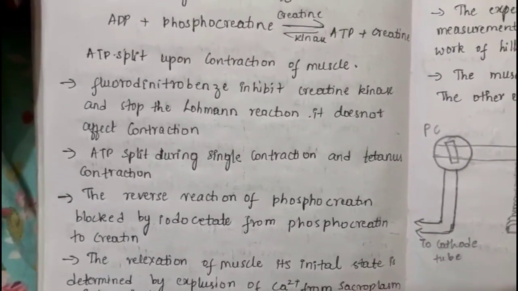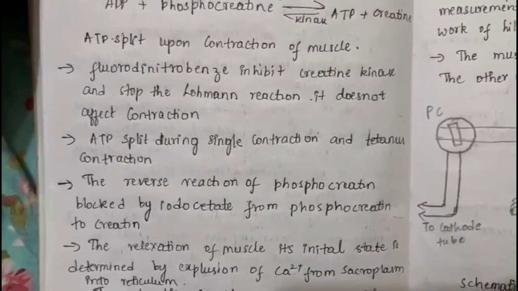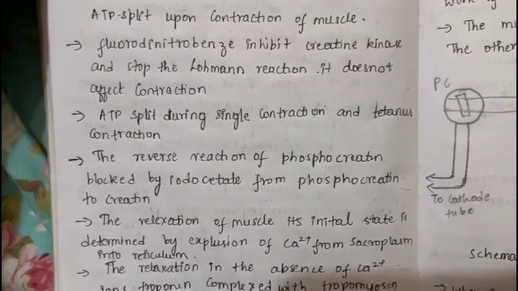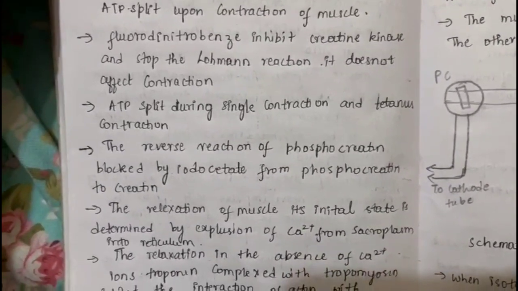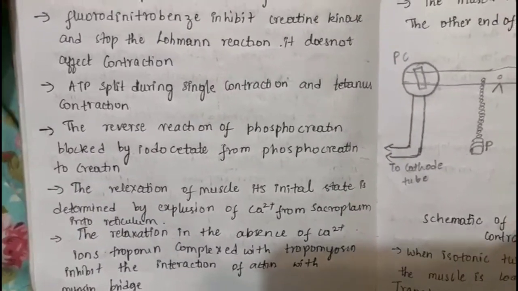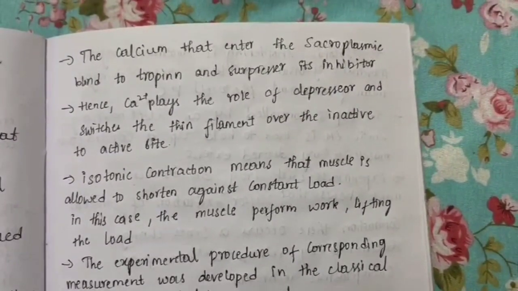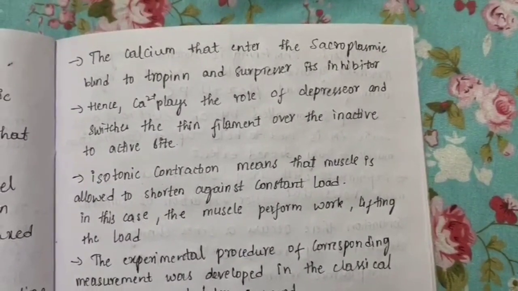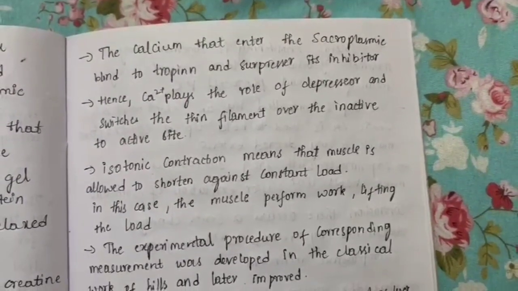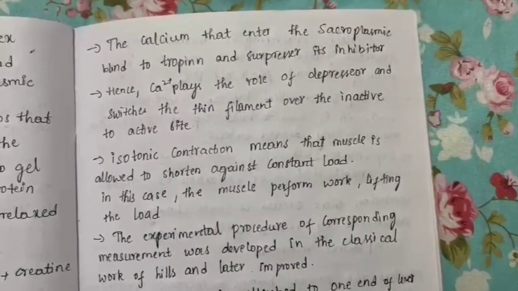The relaxation of the muscle, in its initial stage, is determined by expulsion of calcium from the sarcoplasm into the reticulum. In the absence of calcium ion, the troponin complex with the tropomyosin inhibits the interaction of actin with myosin. The calcium that enters the sarcoplasm binds to the troponin and suppresses its inhibitory action. Hence, calcium plays the role of a depressor and switches the thin filament from the inactive to the active state.